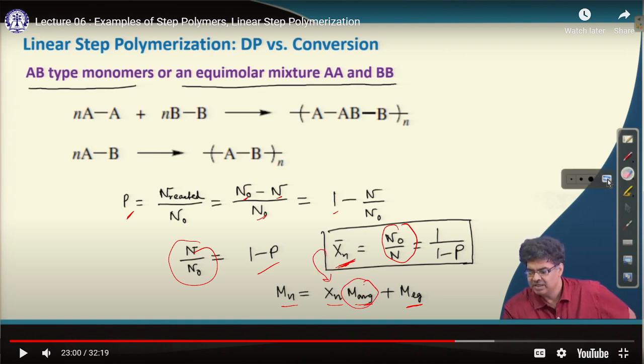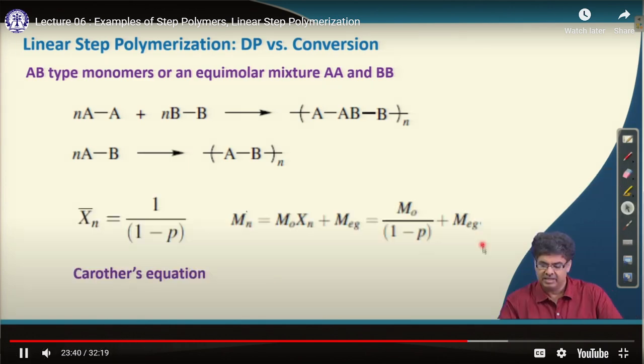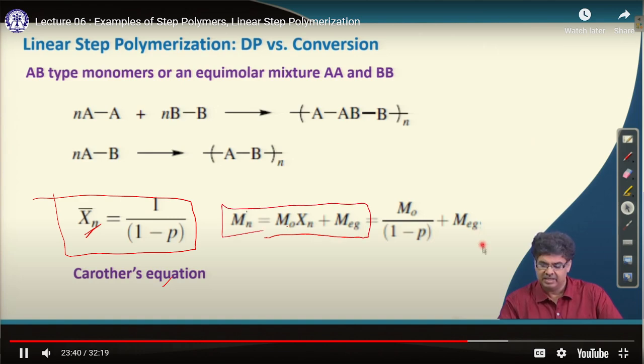With this value we can find the mass of the average repeating unit, and then finally the end unit, and we can find out the mass of the polymer. We will do some numerical problems also. So this Xn which we derived in the previous slide, degree of polymerization, is equal to 1 upon 1 minus p. It is known as Carothers equation, and this is the final equation from where you can find the molecular weight.